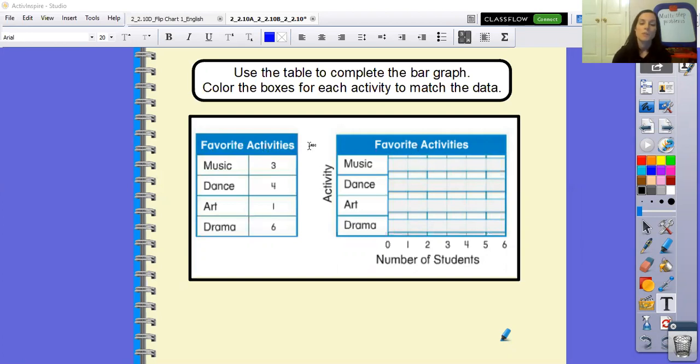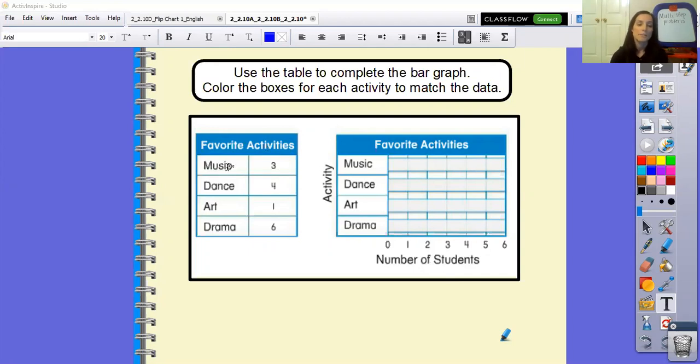Okay, so always important, we need to always have a title because we won't know what our bar graph is about without a title. We also need to have labels. So as you can see, we have favorite activities and it lists music, dance, art, and drama. So those are also on our bar graph. And we have placed a label called activity to label those activities. On the bottom here, we have our numbers, and that is going to display the number of students that is their favorite activity. So we always need to make sure that we are labeling our graph correctly so we know what our graph is about.